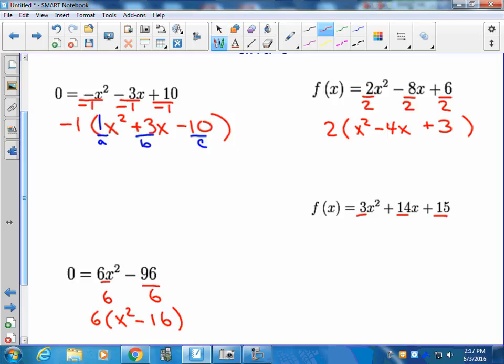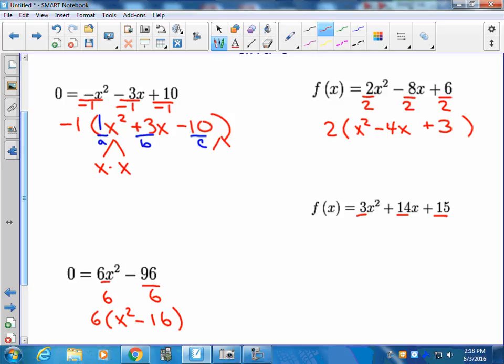Once we've identified, we want to list the factors. And when I list my factors, the one thing I do that's a little bit different is I actually keep the x squared as a part of it. So what are the factors of x squared? x times x. That's the only way I can make an x squared.